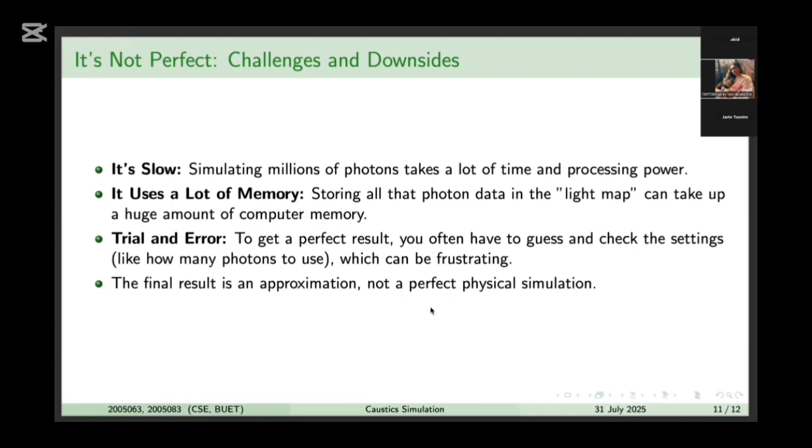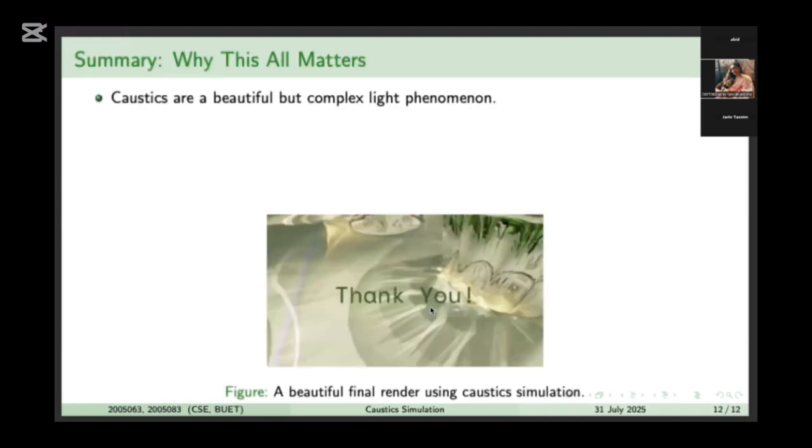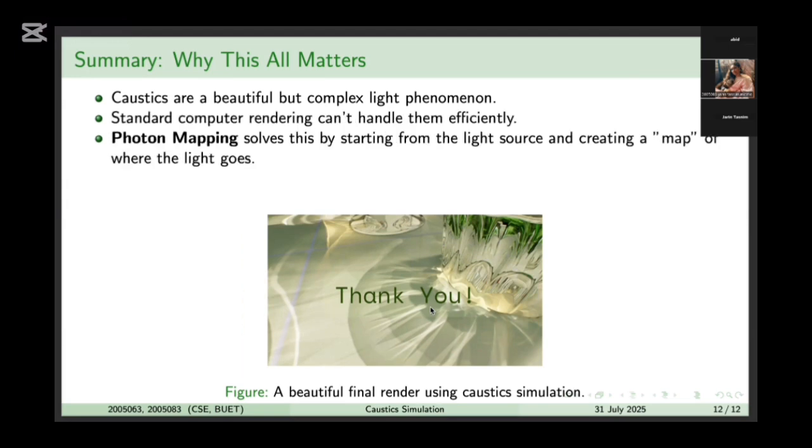To put it in a nutshell, caustics are beautiful but complex light phenomena that standard rendering techniques cannot handle efficiently. Photon mapping provides a solution by tracing light from its sources and creating a map of where the light goes. The technique is vital for creating the incredibly realistic images that we see in modern movies, games, and product designs.